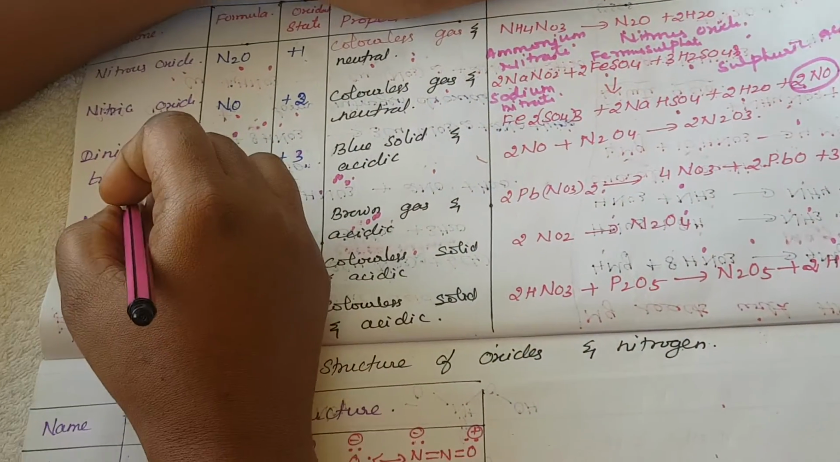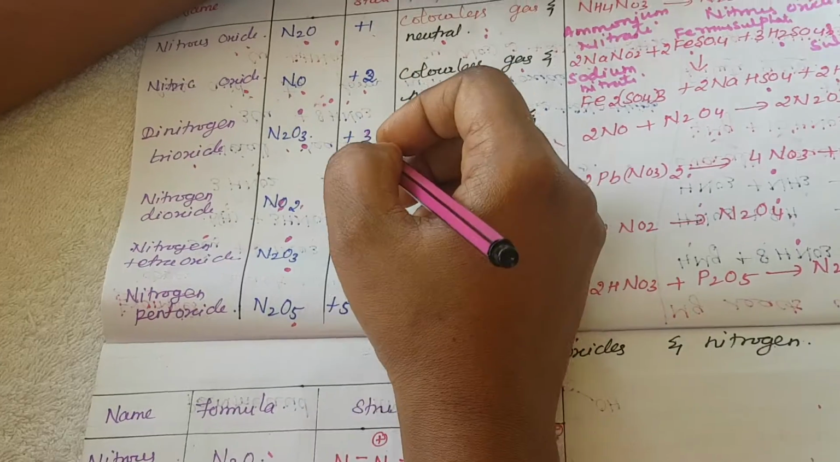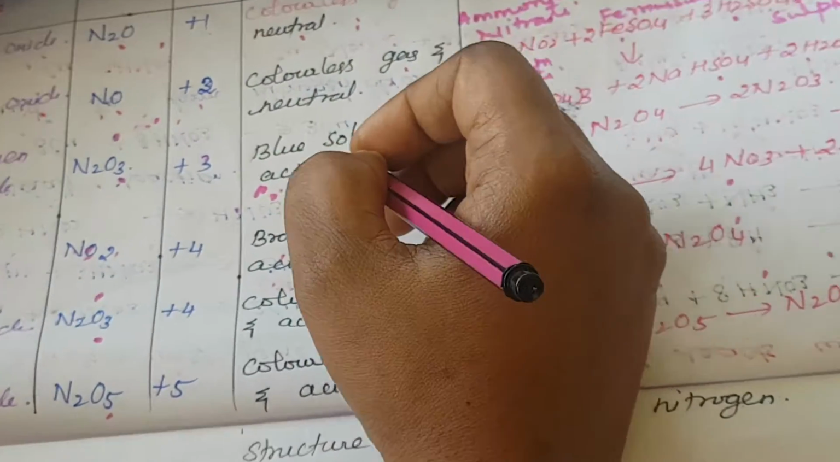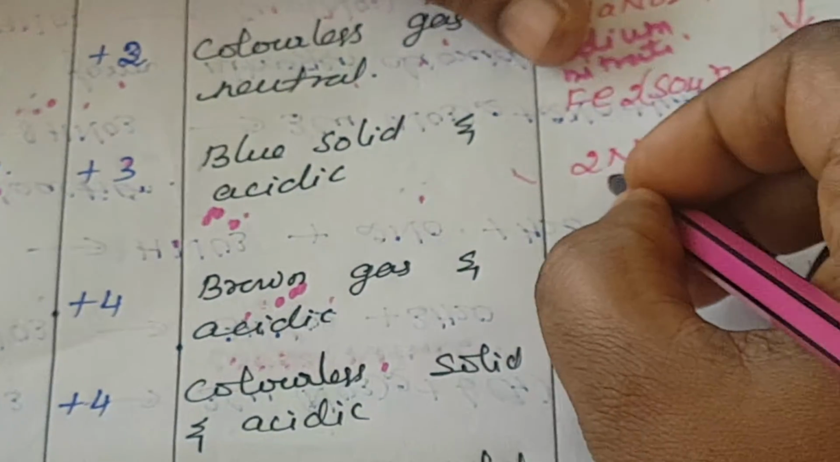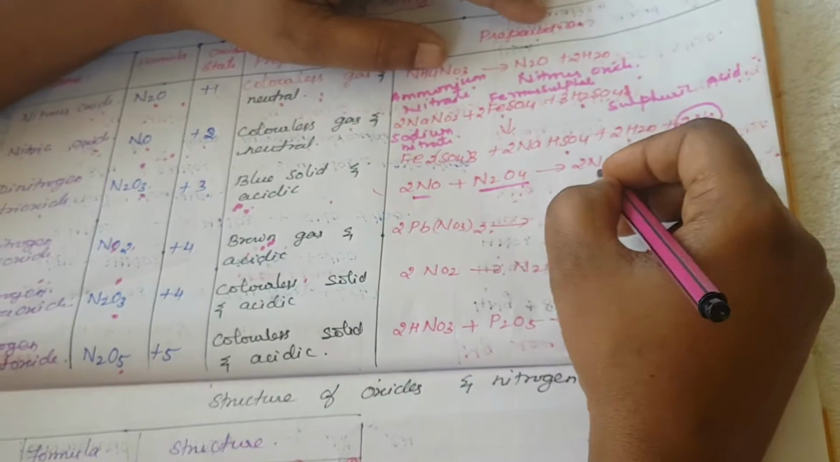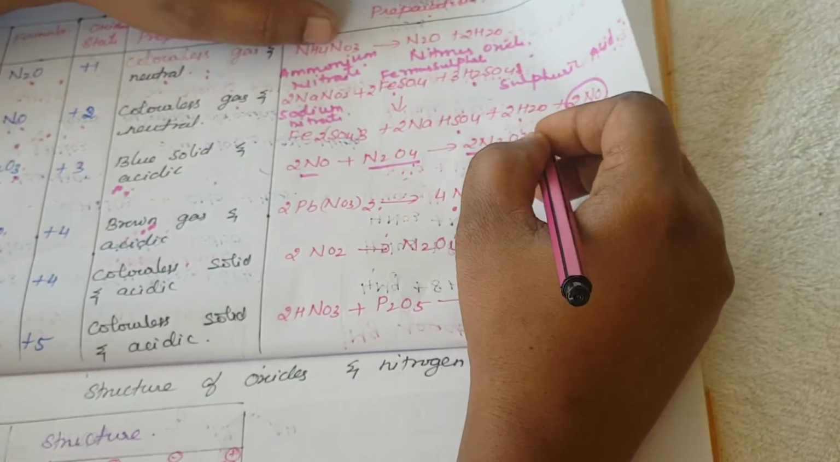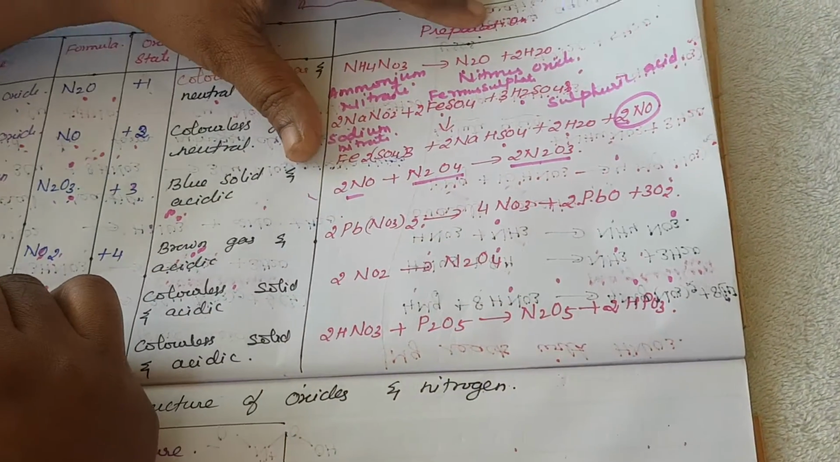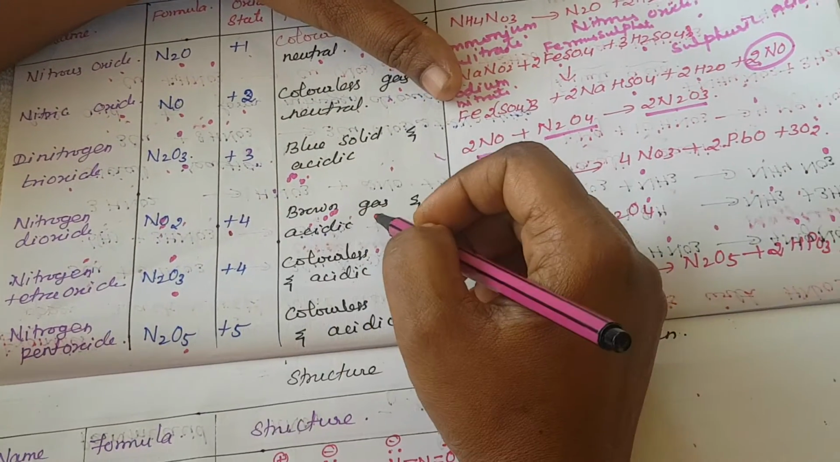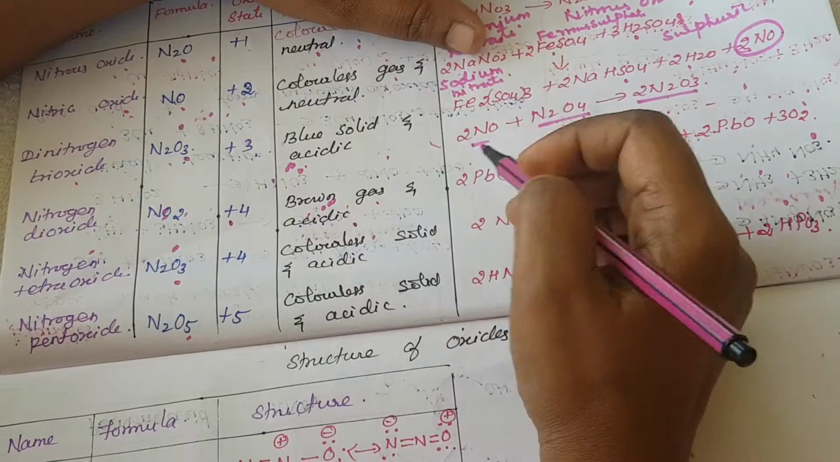Next one is dinitrogen trioxide. N2O3 oxidation state is +3, it is a blue solid, blue in color, acidic in nature. Nitric oxide reacts with nitrogen tetroxide N2O4 to form dinitrogen trioxide. So this is another one. Next one is nitrogen dioxide NO2, oxidation state is +4. It is brown in color. This is also acidic in nature.